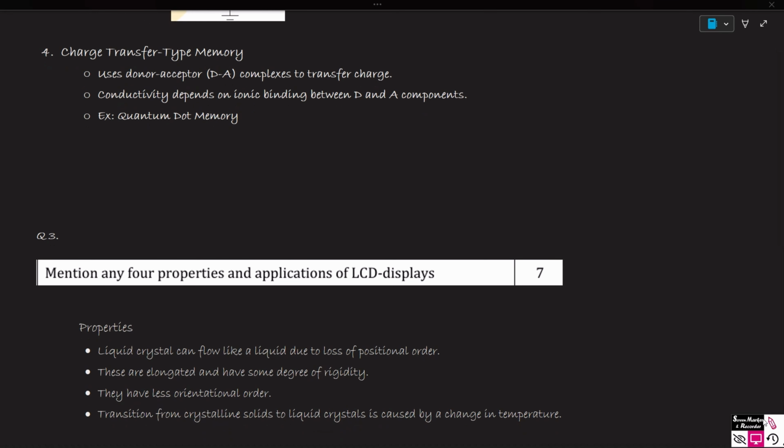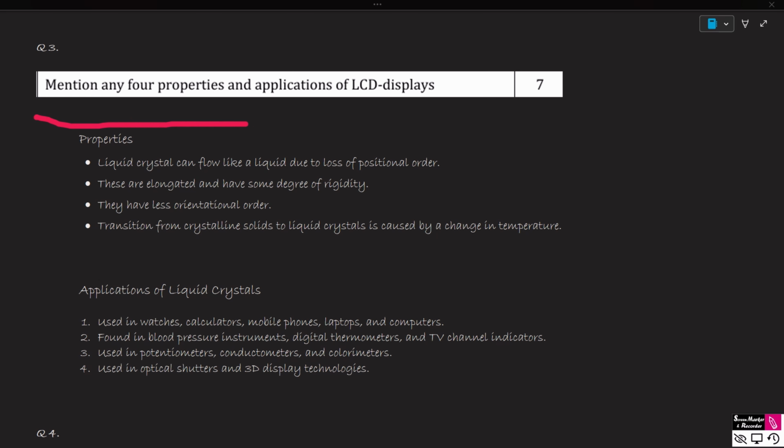Coming to the next question, question number 3. Mention any 4 properties and application of LCD displays. LCD means liquid crystal displays. Okay, here are the 4 properties.